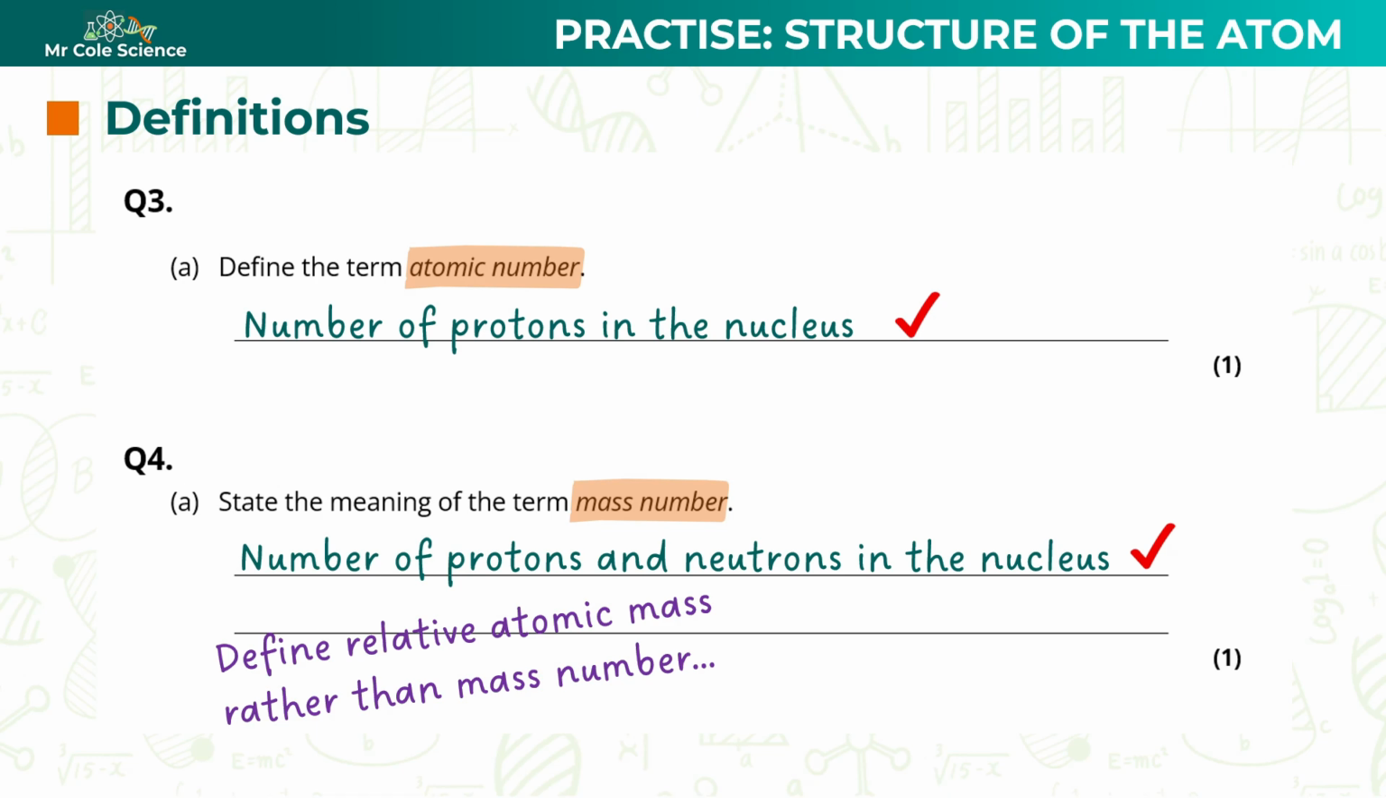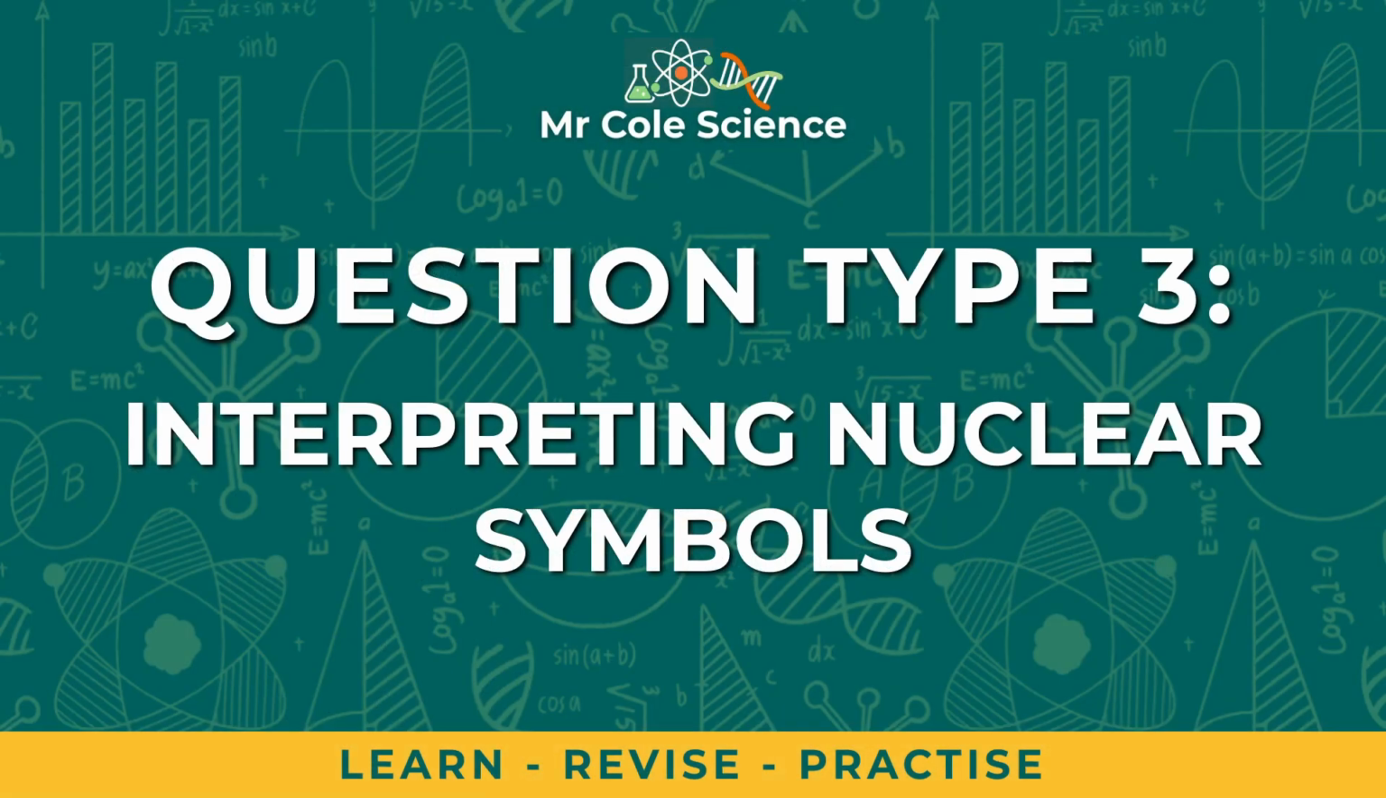But also read questions carefully. There's a reason I use a highlighter when looking at exam questions. I'd suggest you do this too. It just helps focus your mind on the key parts of the question. So our third type of question is all about interpreting nuclear symbols. And there's a couple of ways examiners do this.